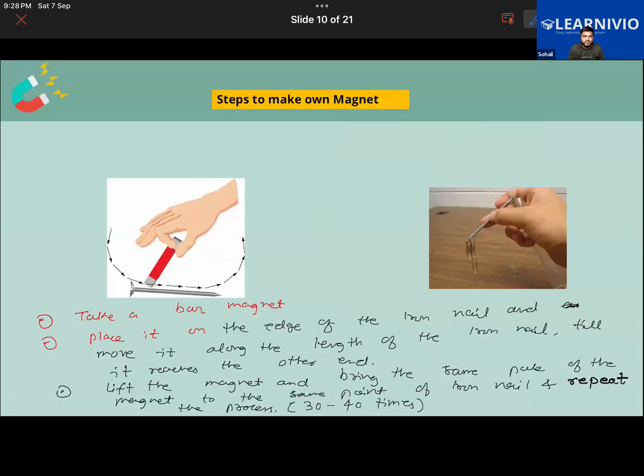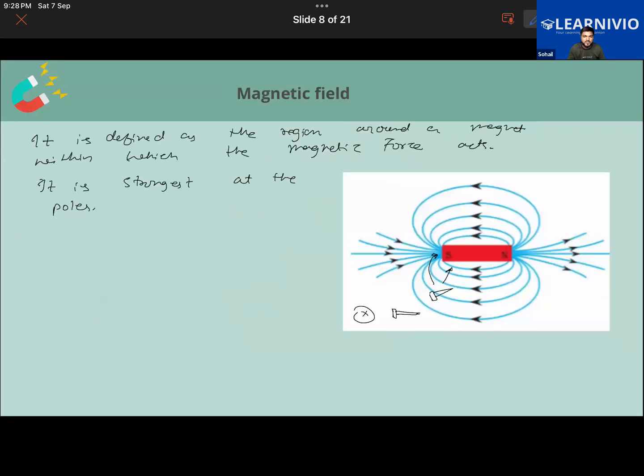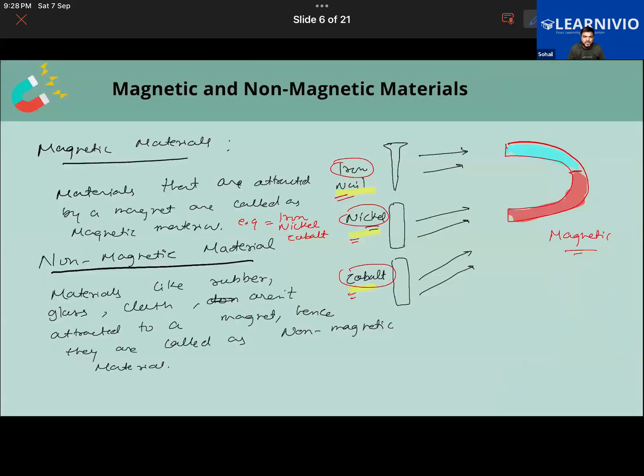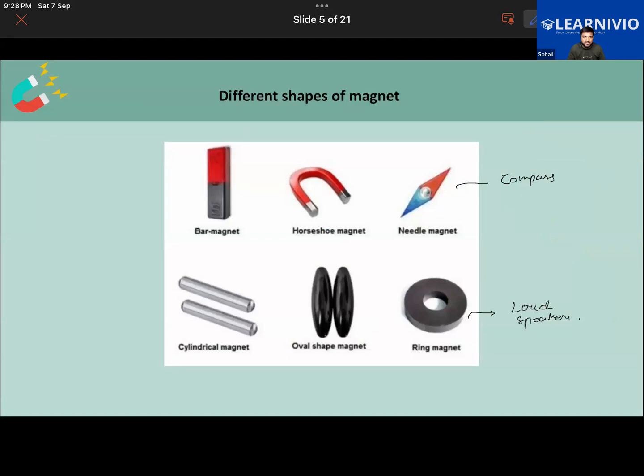Sir, can you just go to the examples of magnet? Okay, the shapes of the magnet you're talking about. Yes, different shapes of magnet. Bar-shaped magnet, horseshoe magnet, needle magnet. Sir, in the cylindrical magnet, how are we supposed to identify? Like, is it the same as a bar magnet only? No. Cylindrical. You're talking about the poles or the shape? Sir, the poles. Talking about poles of the cylindrical magnet now.